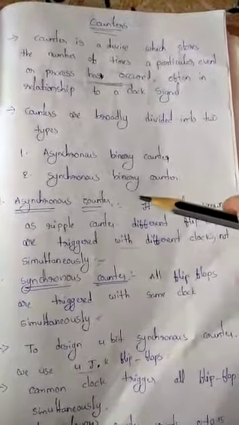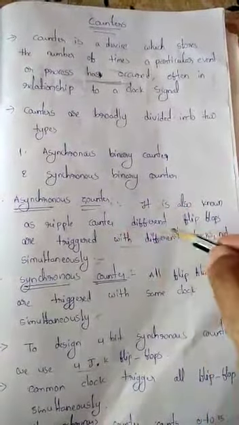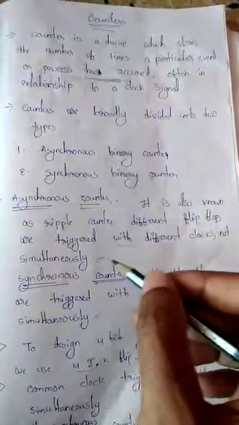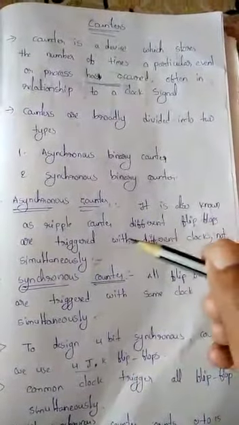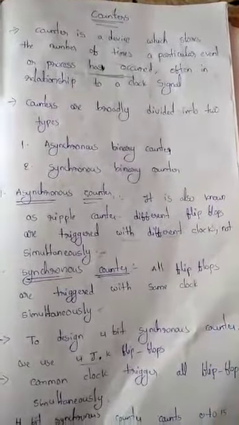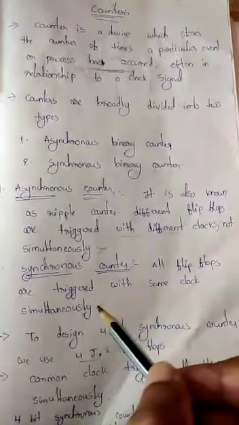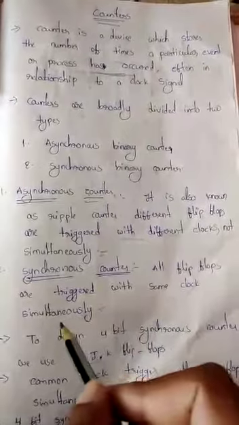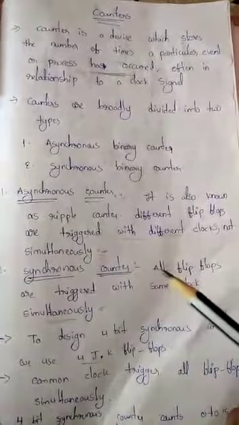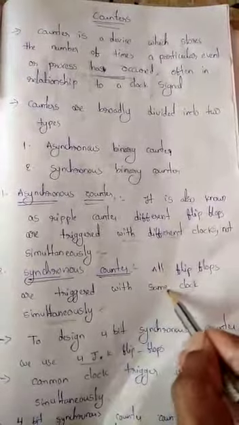An asynchronous counter is also known as a ripple counter. Different flip-flops are triggered with different clocks, not simultaneously. That means in asynchronous counters, all circuit elements run with different clock pulses. That is the asynchronous counter. The next one is the synchronous counter. In synchronous counters, all flip-flops are triggered with the same clock simultaneously. That means in a synchronous counter, all circuit elements run with the same clock simultaneously.